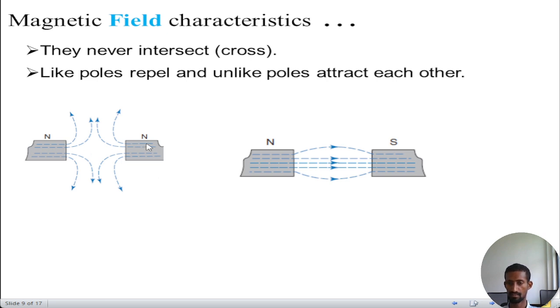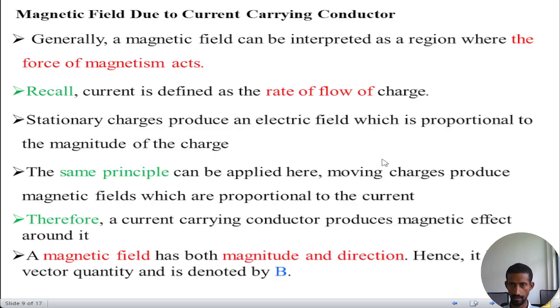As you can see here, this is north and north pole, so they are repelled, and the field lines come out from the north and go to the south pole outside the magnet, so they are repelled. But when you come to here, the unlike poles, they are attracted to each other. It starts from the north and it ends at the south pole. These are some of the characteristics of magnetic field lines.